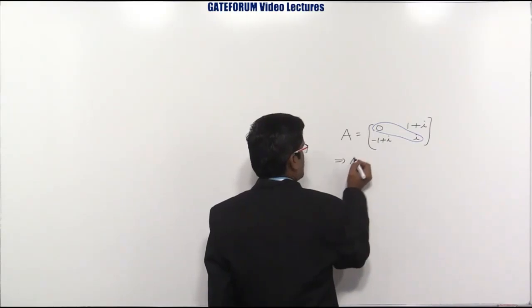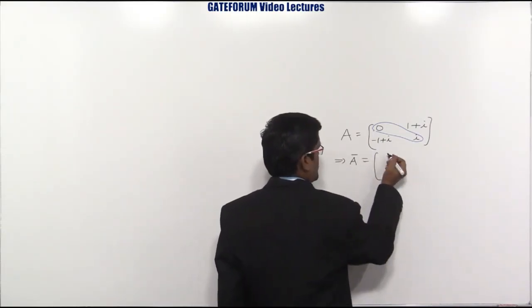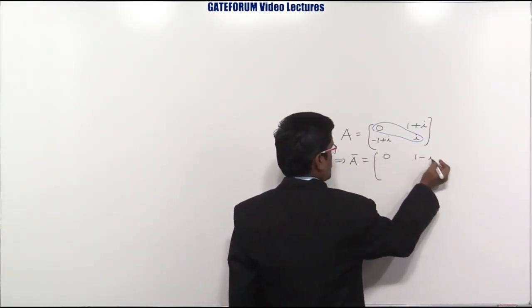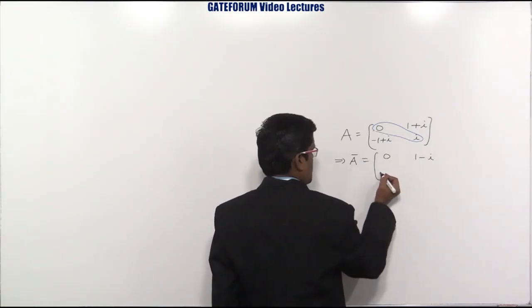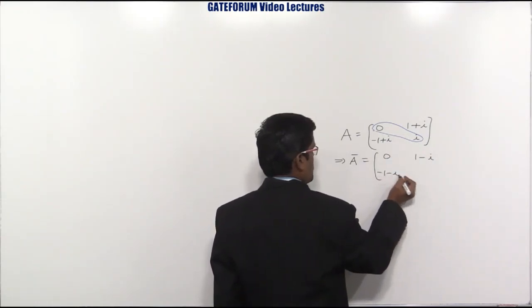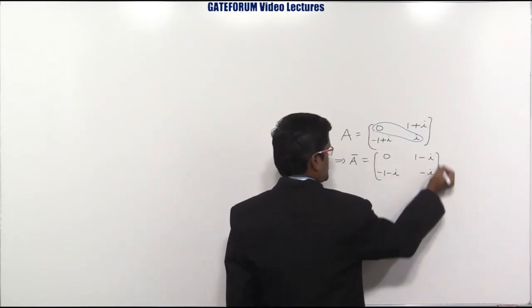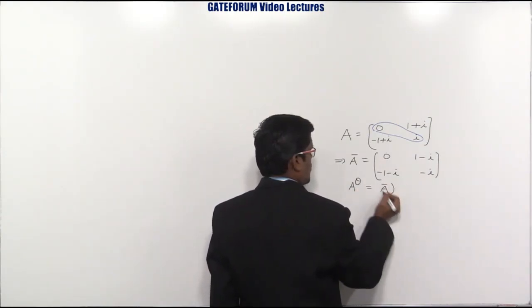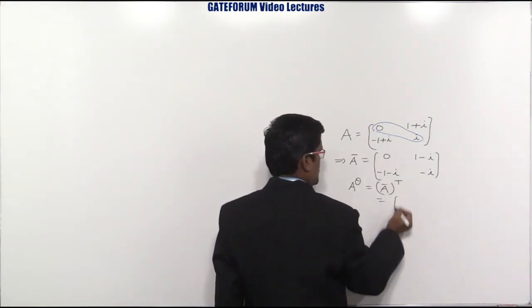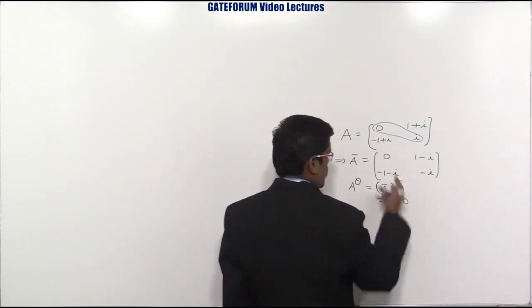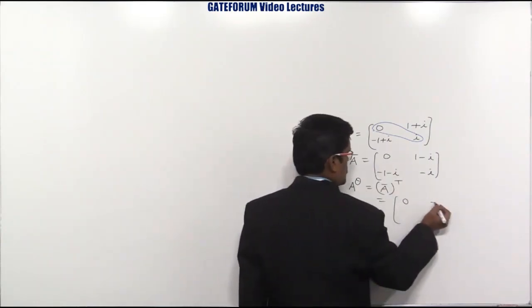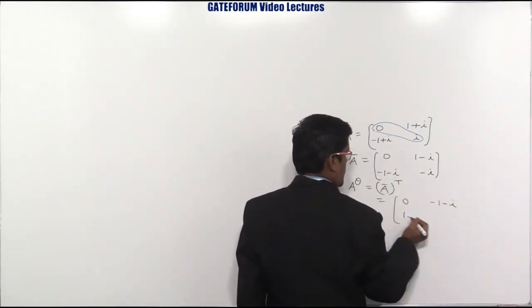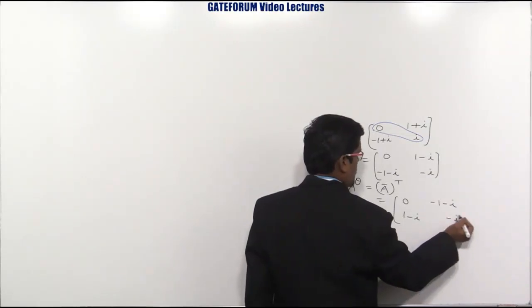From this, find A bar. Every element is replaced by its conjugate. 1 plus i conjugate is 1 minus i. Minus 1 plus i conjugate is minus 1 minus i. i conjugate is minus i. Then A theta is nothing but A conjugate transpose, which is interchanging rows and columns of the A bar matrix: 0, minus 1 minus i, 1 minus i, minus i.